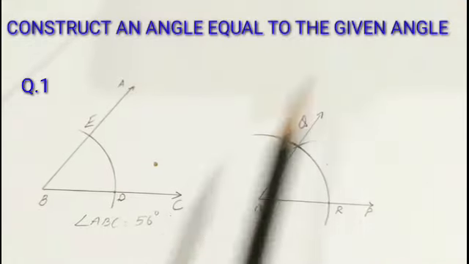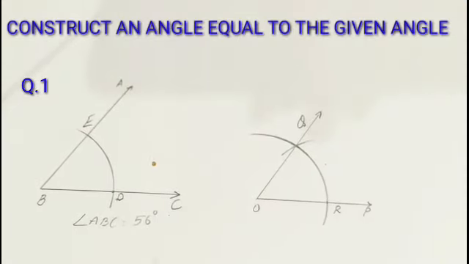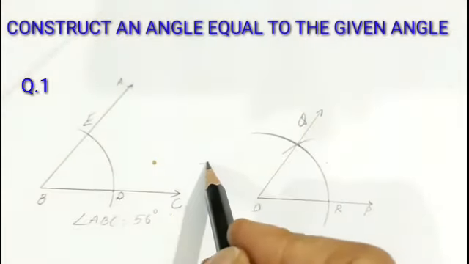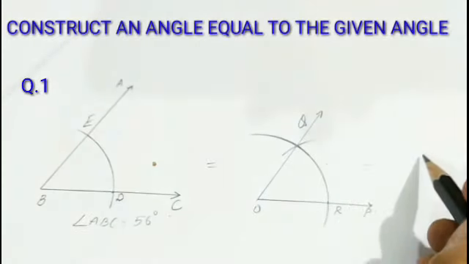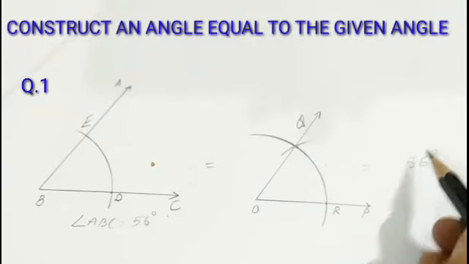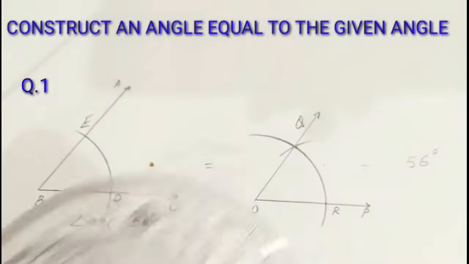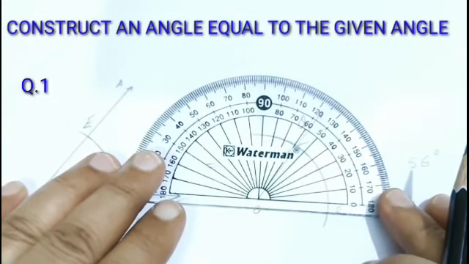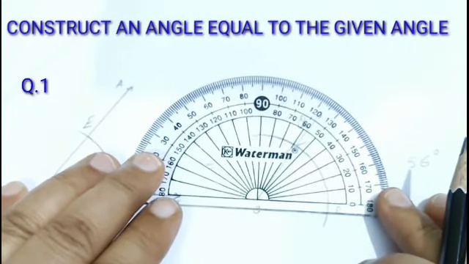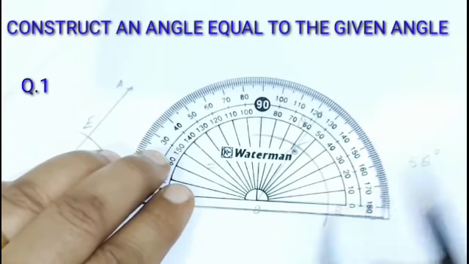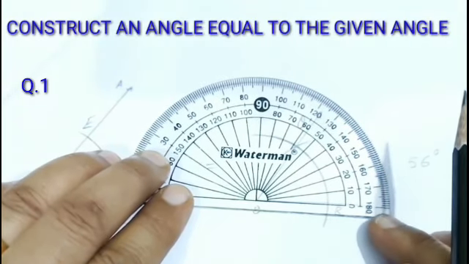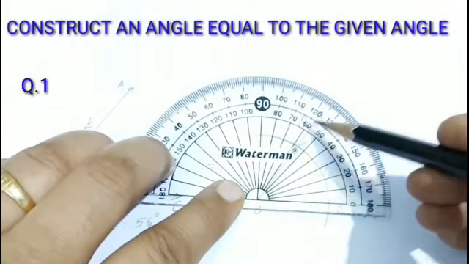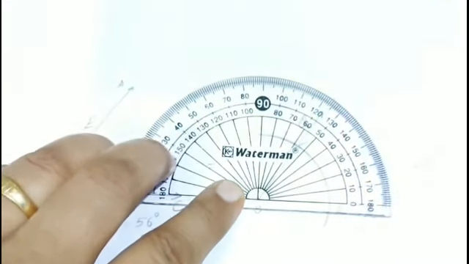Hence, angle POQ is the required angle equal to the angle ABC. It means both are equal to 56 degrees. Let's verify the angle which you have constructed. Is it equal to 56 or not? And children, when you align the center point with the vertex of the angle and the baseline with the ray, you will find it exactly equals 56 degrees.